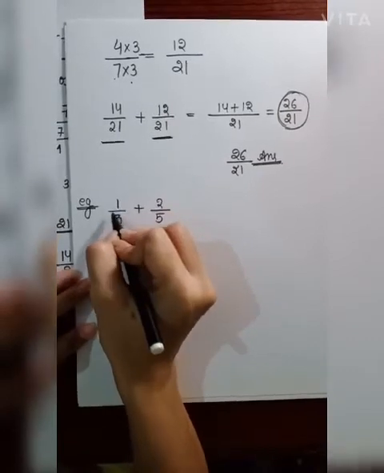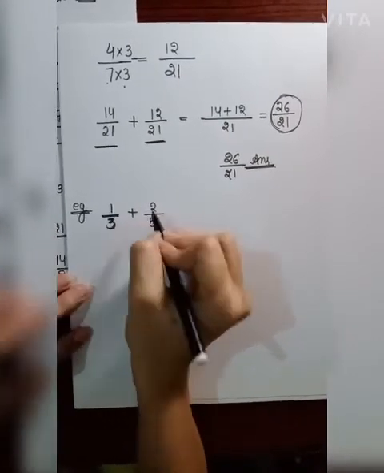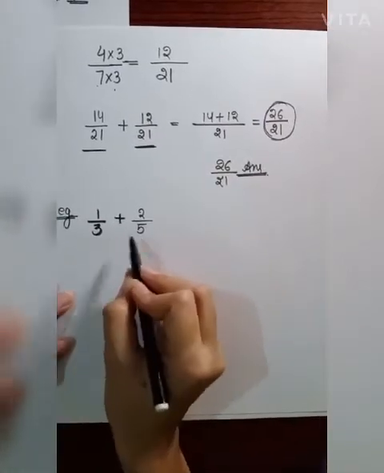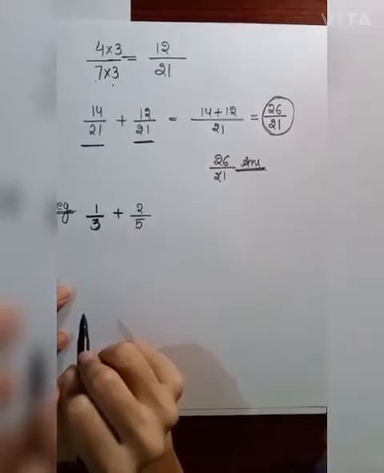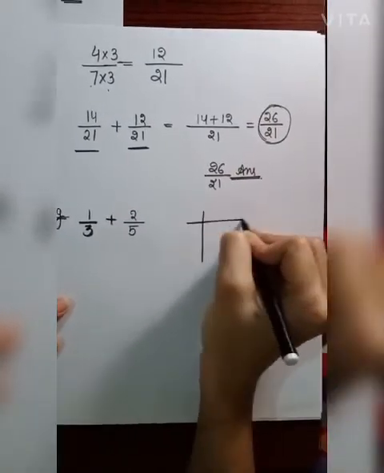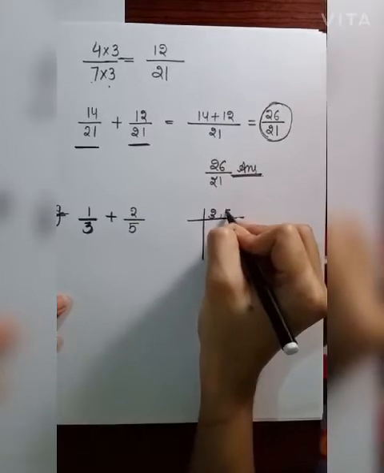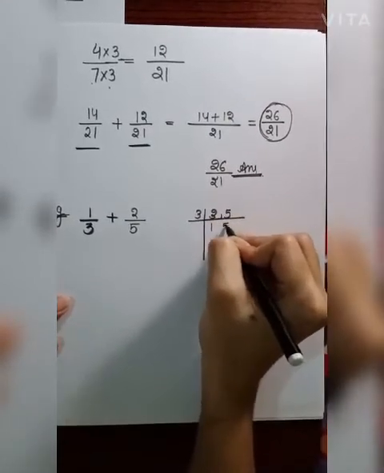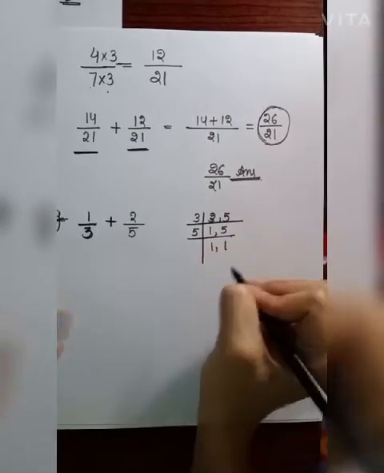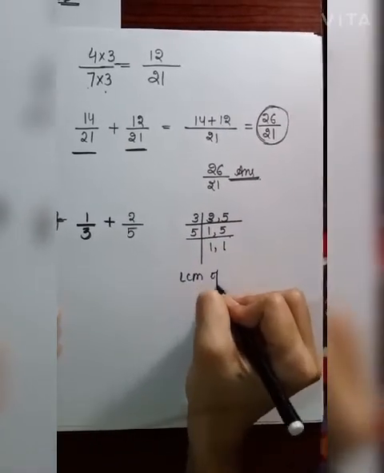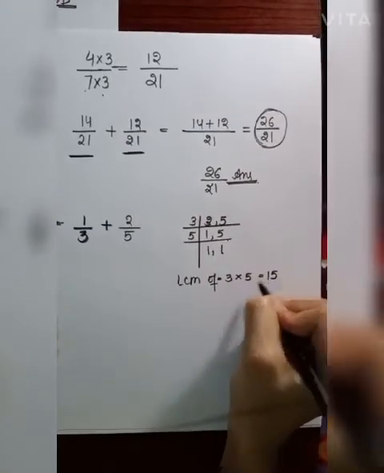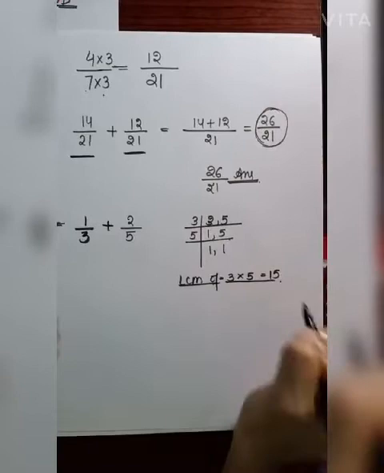Let's see another example. We have to add 1 upon 3 with 2 upon 5. Here our denominators are different. This is the unlike fractions. So what we will do, our first step is take the LCM of denominator. So LCM of 3 and 5 is 15. LCM of 3 and 5 is 15.